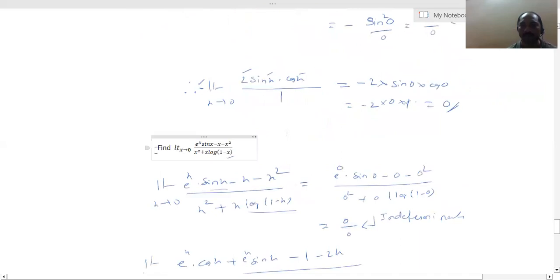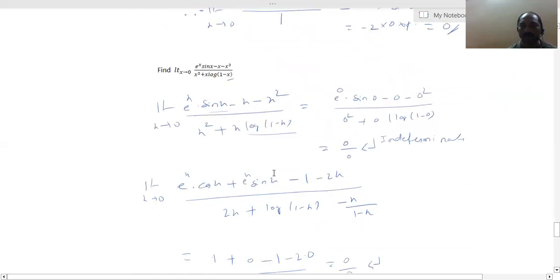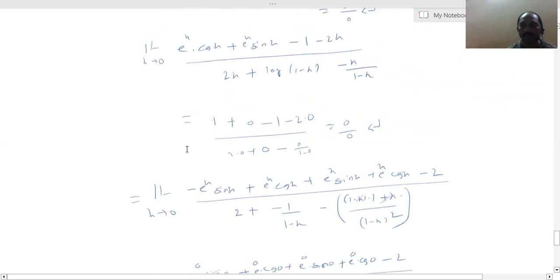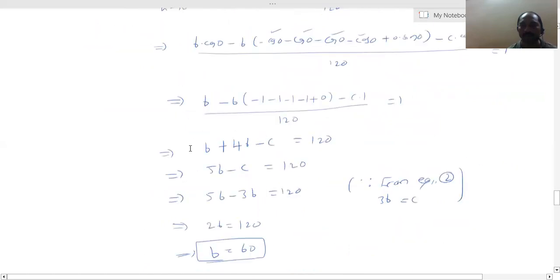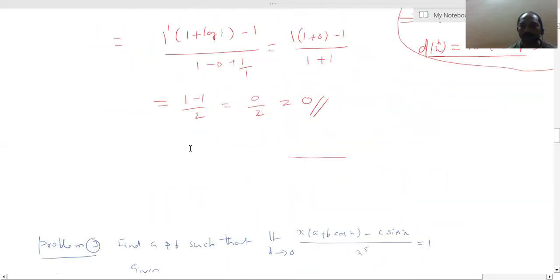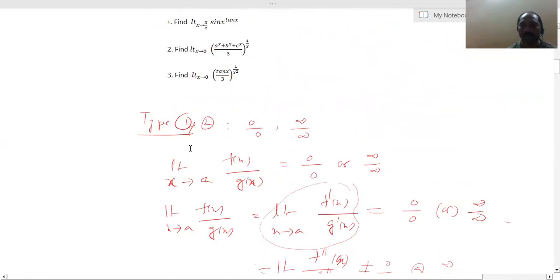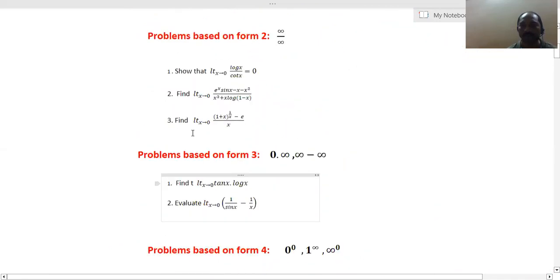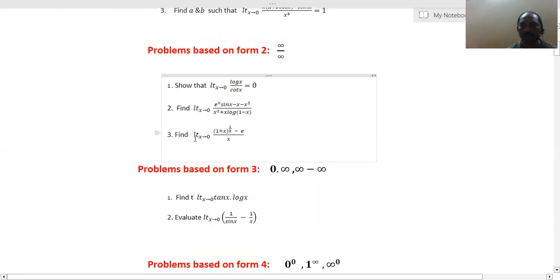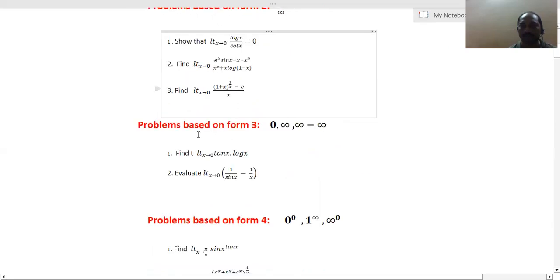I will explain the other method in the regular class. So here I just simply apply the u by v rule. Similarly, for the next problem, do it yourself in the same method. Next problem also you can evaluate. Otherwise, if you know the expansion of 1 plus x whole power 1 by x, substitute and simplify it. That is another method. Here you just apply infinity by infinity form or 0 by 0 form.